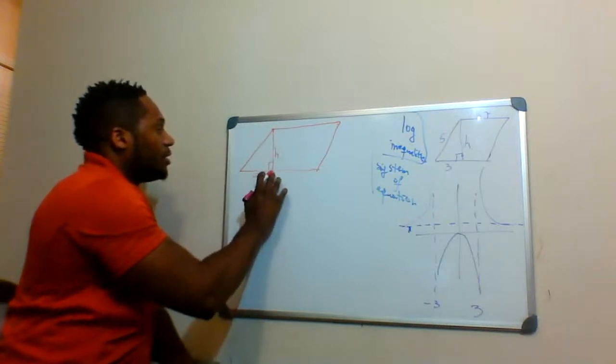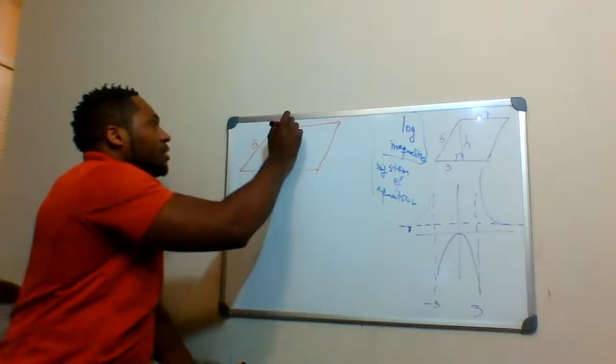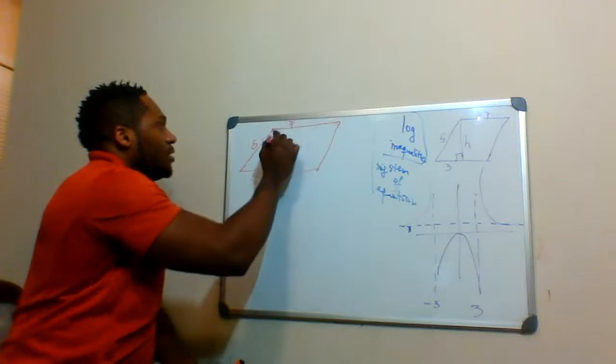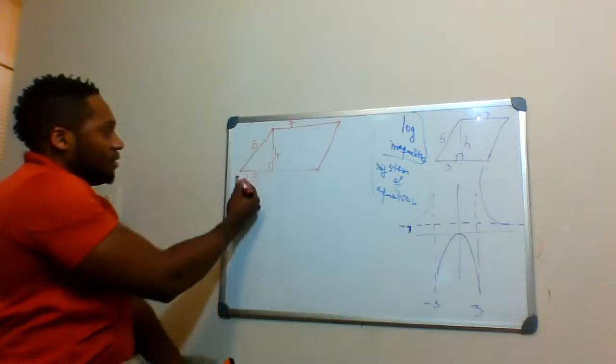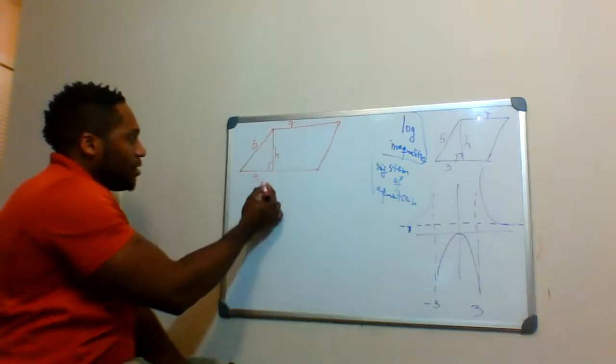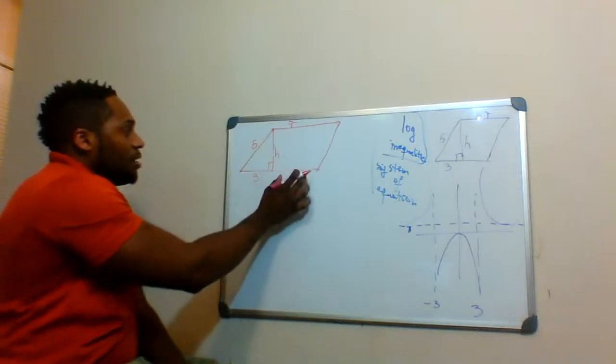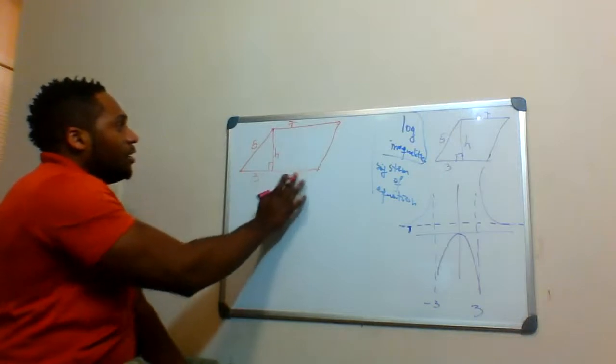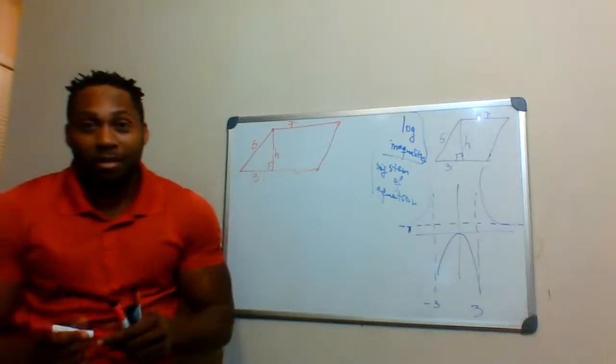3 is here, 5 is here, 7 is here, and so this whole thing is 7. So that one is 3. That one is 5. This is 3, and then that means if that's 7 here, that's 4. Okay, so how would you guys find the area of the parallelogram?